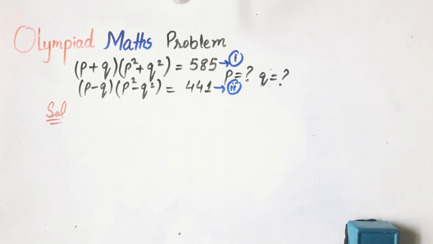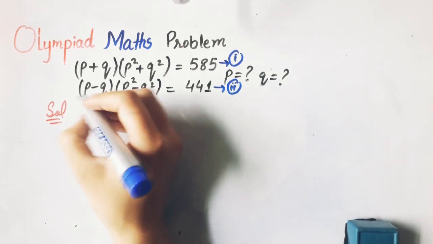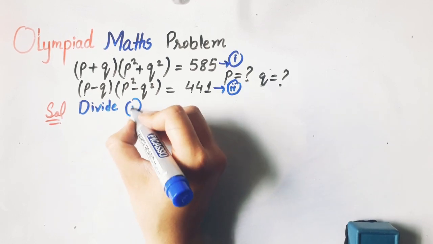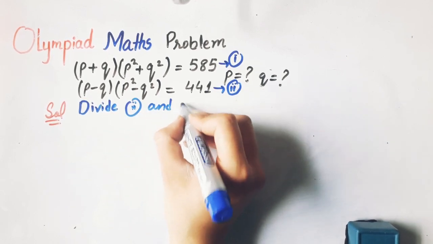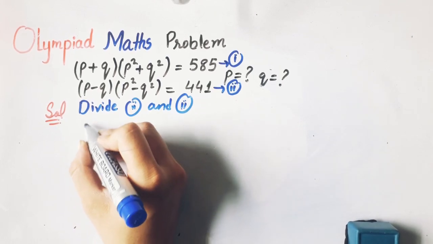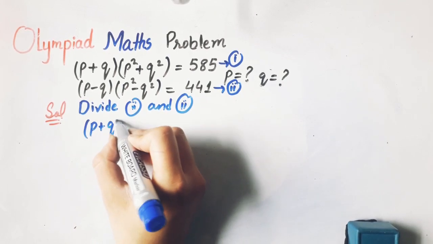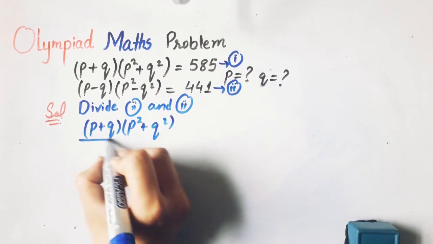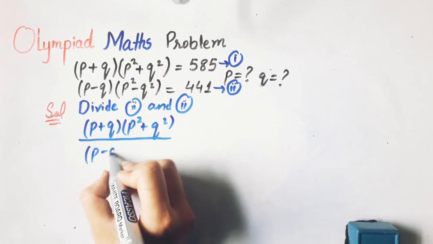Now what will be the next step? You have to find the value of p and q. So we will divide equation 2 by 1. What will this become? We get (p plus q)(p² plus q²) divided by (p minus q)(p² minus q²).